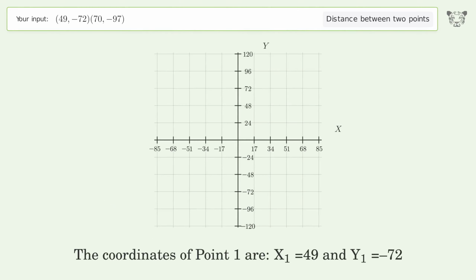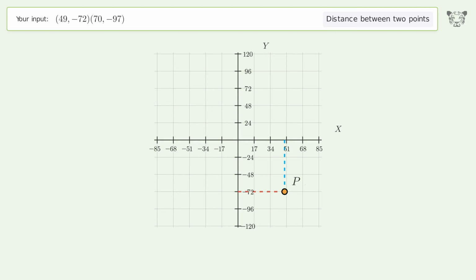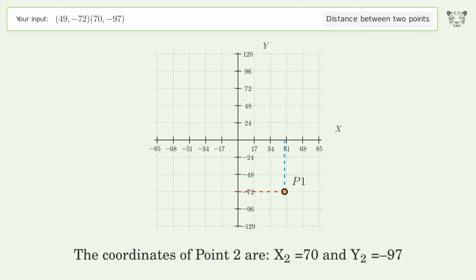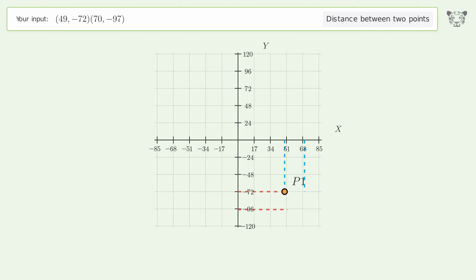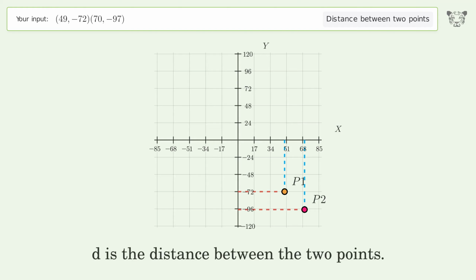The coordinates of point 1 are x1 equals 49 and y1 equals negative 72. The coordinates of point 2 are x2 equals 70 and y2 equals negative 97. D is the distance between the 2 points.